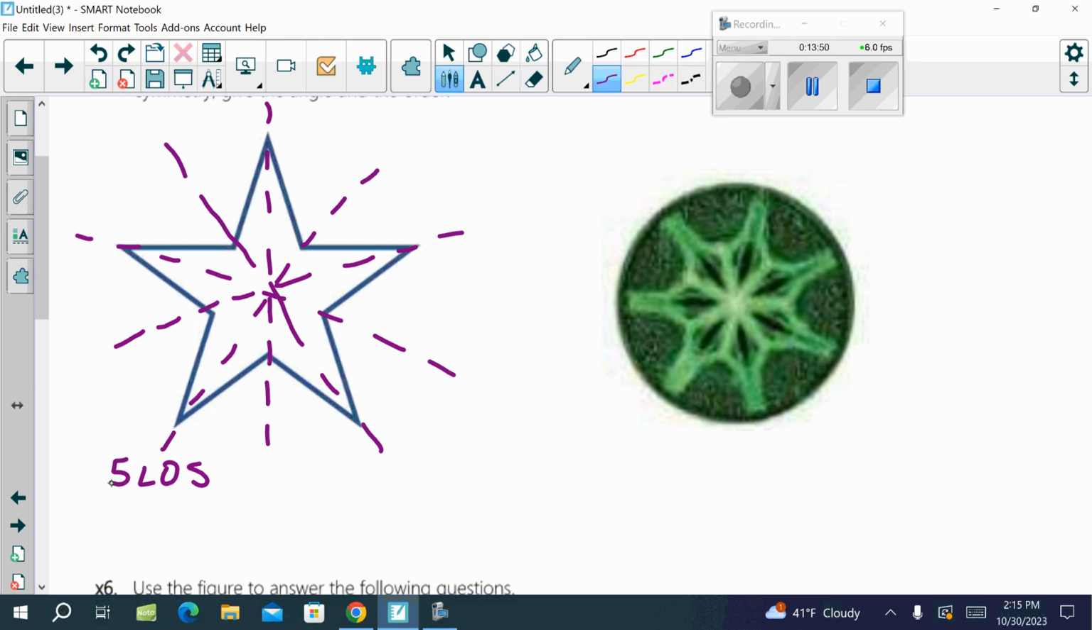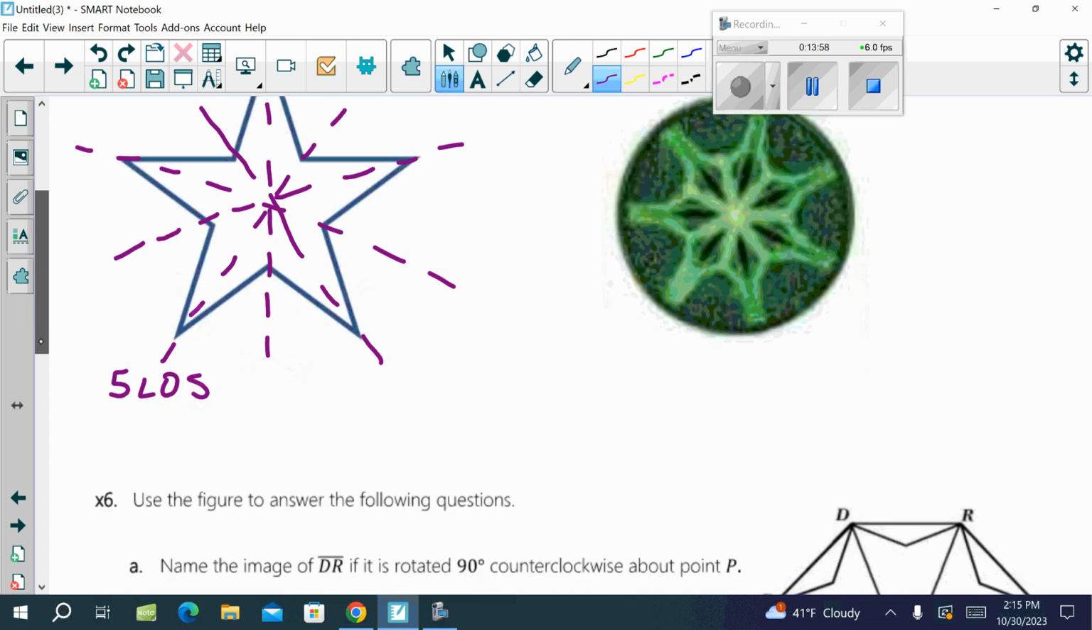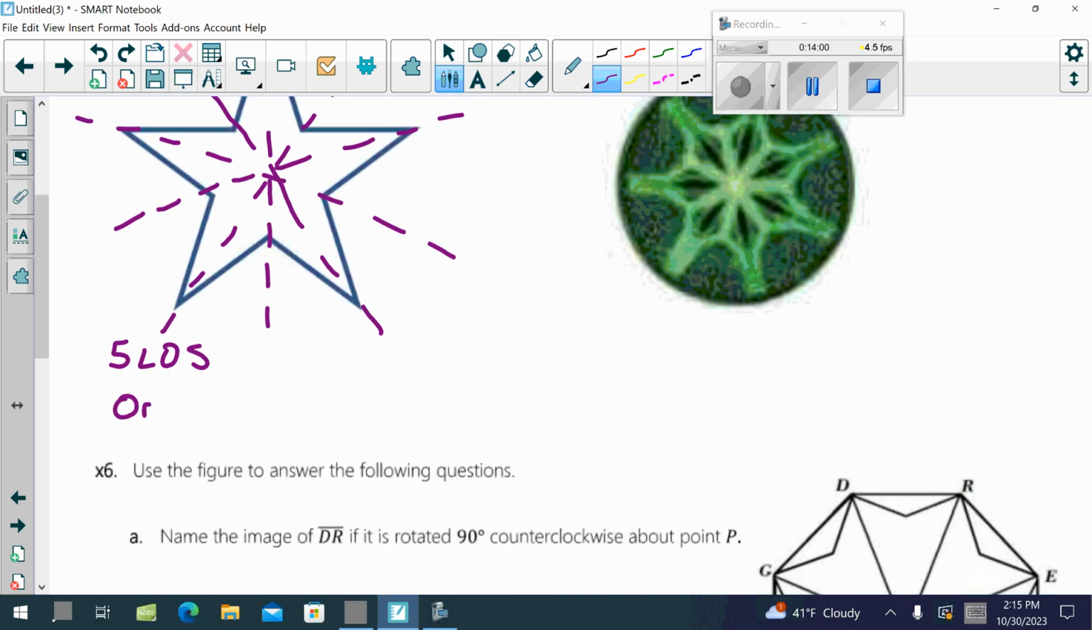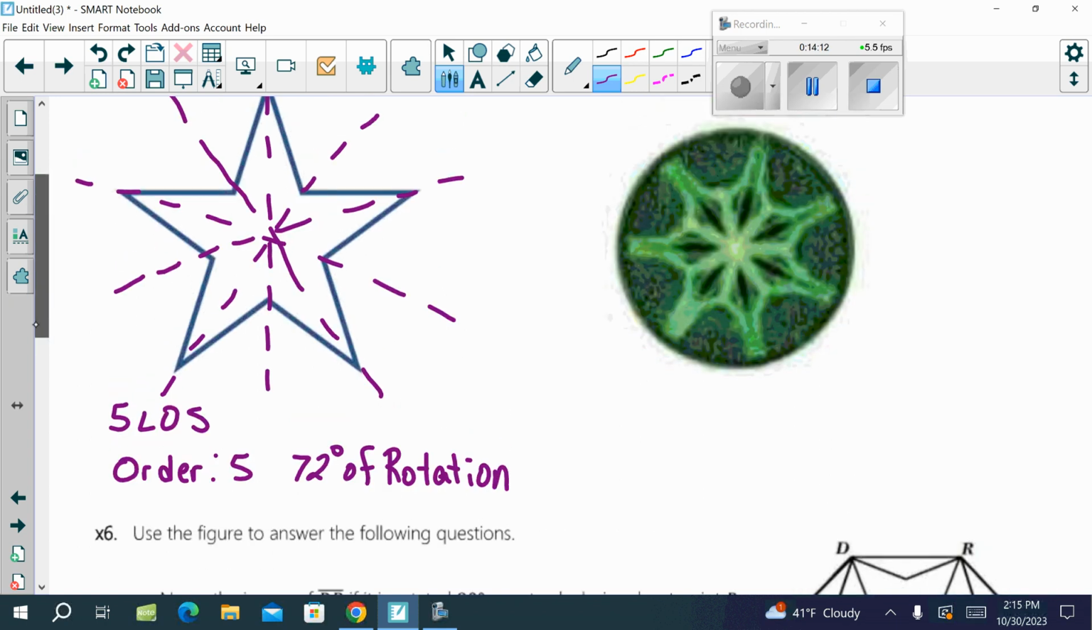All right, what about rotational? What'd you guys say? 5 order, and so that's how many degrees? 72 degrees. Good. So your order is 5, so 72 degrees for the rotation. Any questions there?